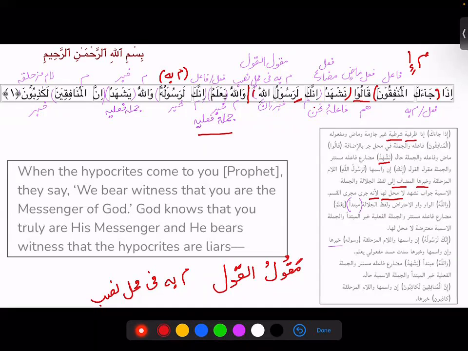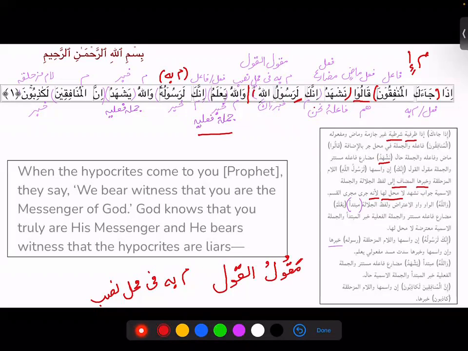This is a sentence inserted. You know, sometimes we are talking about something and then we just add one word or one sentence to describe further, right? And then we go to the topic again, right? So that is kind of insertion that is called jumla itradiya, and that happened. Wallahu ya'lamu innaka rasulullahi. So this is Allah's words. Allah subhanahu wa ta'ala is inserting.